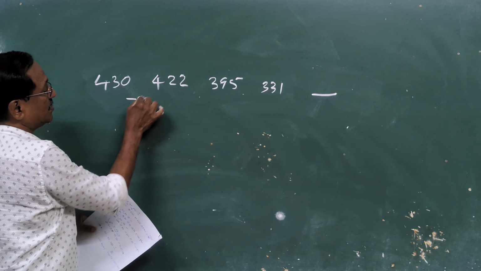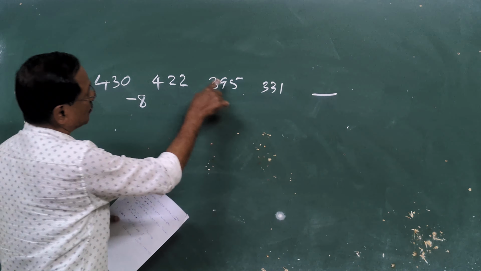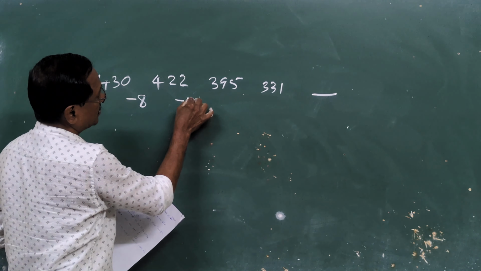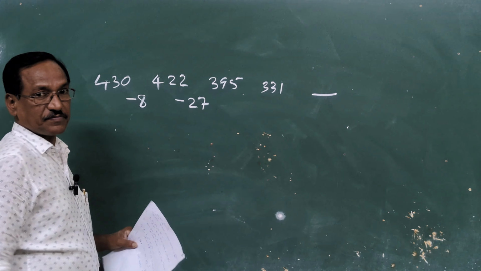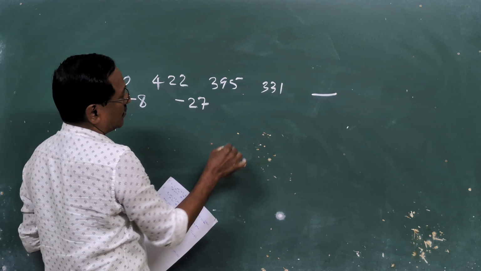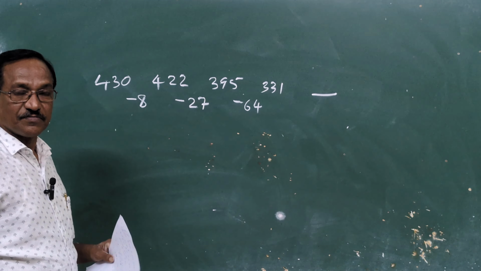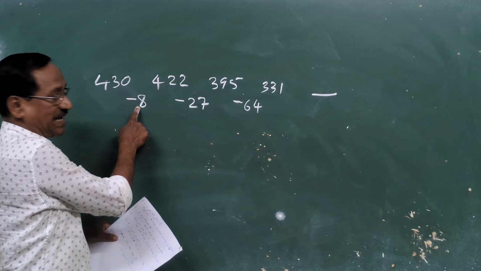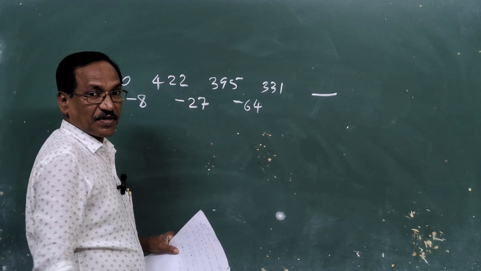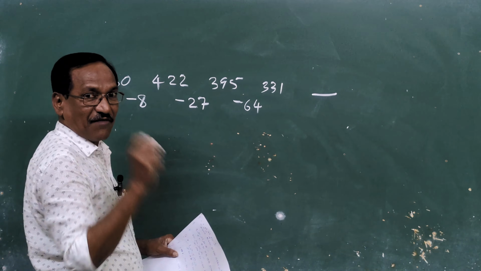We can see that it is minus 8. Then from 422 to 395, it is minus 27. Then from 395 to 331, it is minus 64. Minus 8, minus 27, minus 64, and so on. Here, these subtracting numbers have a property.